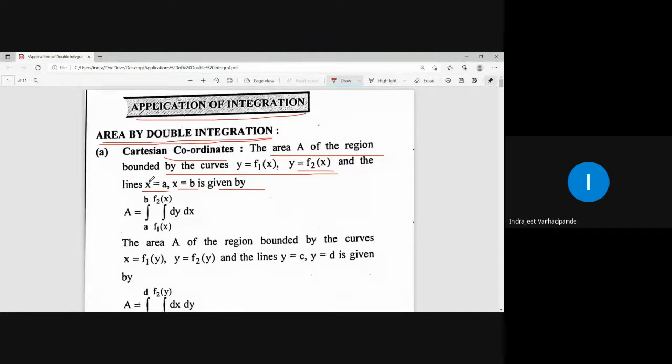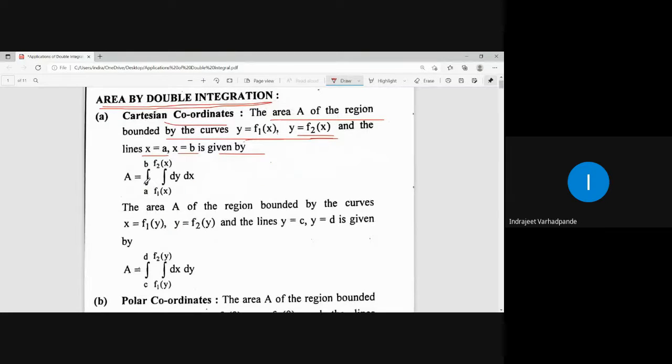In this case, evaluation will be done first with respect to y and then with respect to x. The area A of the region bounded by the curves y is equal to f1 of x, y is equal to f2 of x, and lines x is equal to a, x is equal to b, is given by A is equal to integral a to b integral f1 of x to f2 of x dy dx.